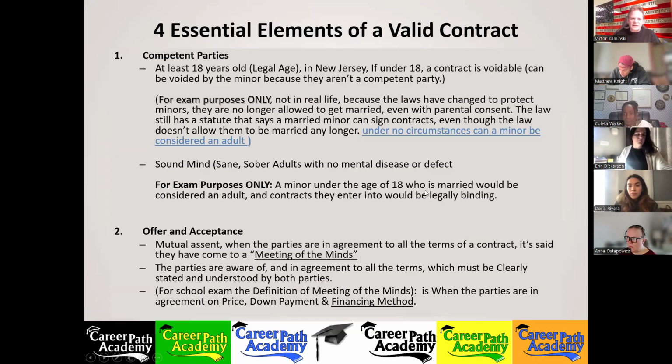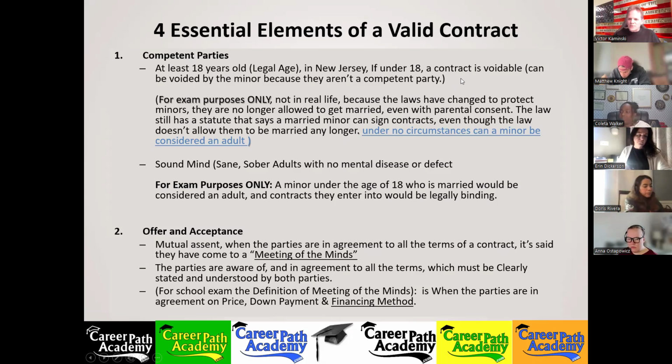So on my next slide here, I break down those four essential elements in my own words again. So here I put down competent parties. What is a competent party? You've got to be at least 18 years of age, legal age in New Jersey. If under 18, a contract is voidable and can be voided by the minor because they're not a competent party.